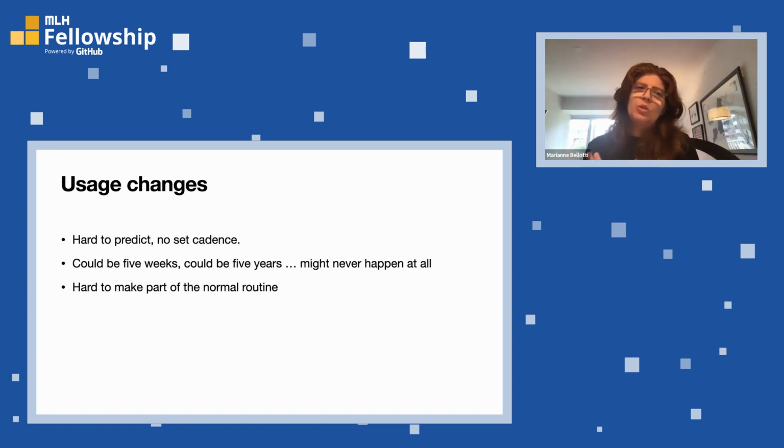The thing to understand about usage changes is that they're hard to predict because there's no set cadence around them. In theory, you might see a predictable linear line of growth. You might see a hockey stick line of growth. You might see no growth at all. So you could see a scaling change in 5 weeks of launching a product. You could see it in 5 years, or it might never happen at all. And because there's no predictable cadence to them, it makes it harder to put usage changes in as part of the normal routine.